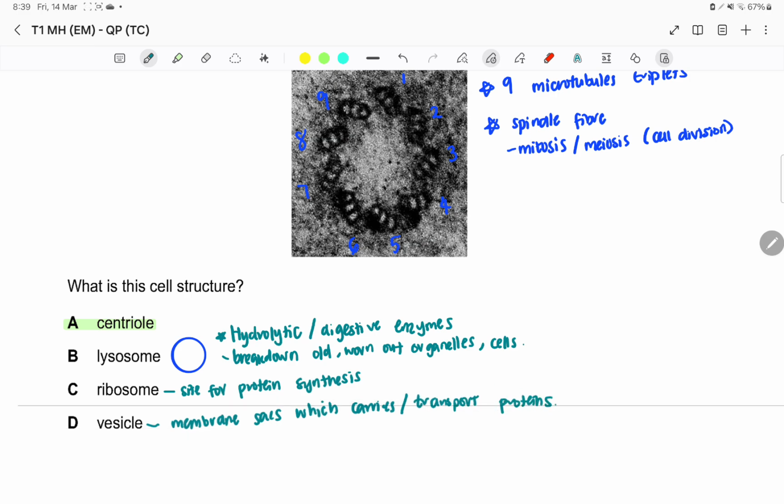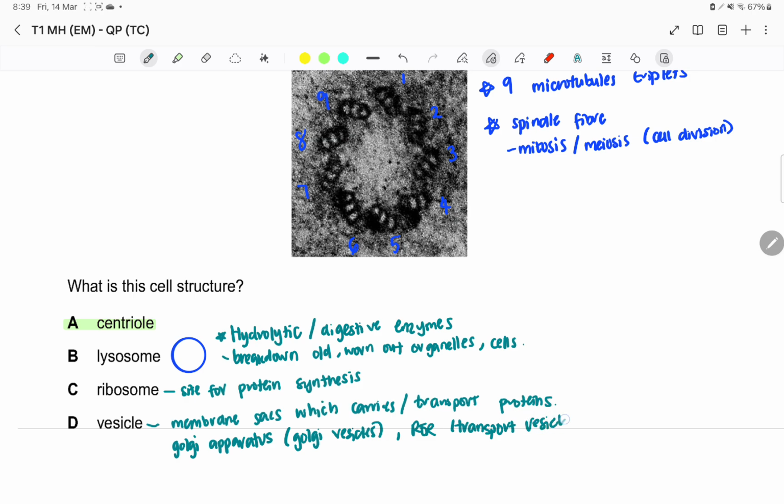Okay, we can find vesicles in the Golgi apparatus, okay, which is known as the Golgi vesicles, all right, as well as the RER, which is also known as the rough endoplasmic vesicles, or you can just say the transport vesicles as well, that works as well, or RER vesicles. Okay.